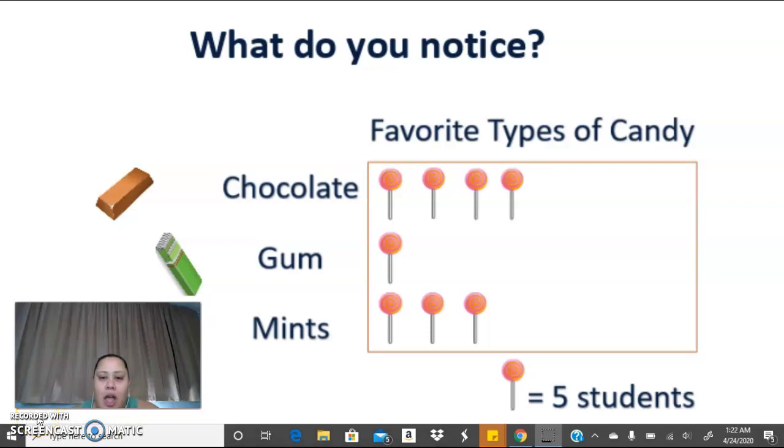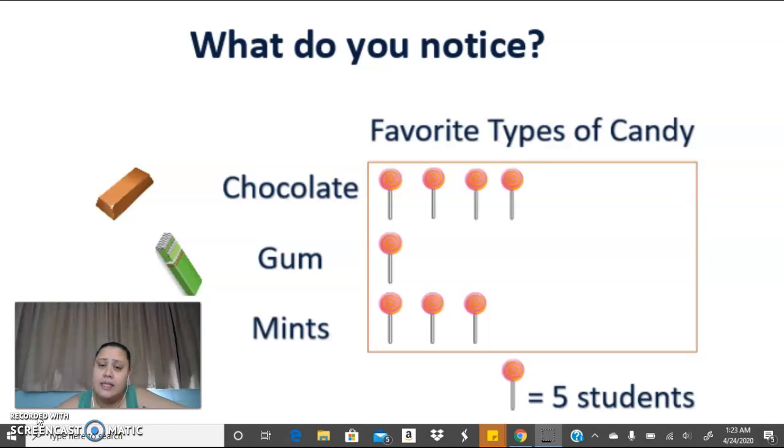We are still in our measurement unit. Today we are going to start picture graphs. You guys did really well with the word problems in both mass and liquid volume. I was pleasantly surprised. I thought there were going to be some bumps because I didn't personally go over word problems, but you guys did really well doing the questions, so give yourselves a pat on the back. We're going to move on to picture graphs.